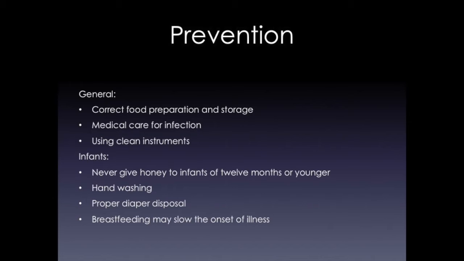Preventing infant botulism is more unique. Babies 12 months and younger should not be fed honey. It contains small amounts of endospores. Typically, humans have some immunity to small traces of the toxins, but infants do not develop the resistance until the age of 1. Should a baby become infected, it is important to be diligent in hand washing and disposal of diapers. Additionally, breastfeeding can slow the onset of symptoms.